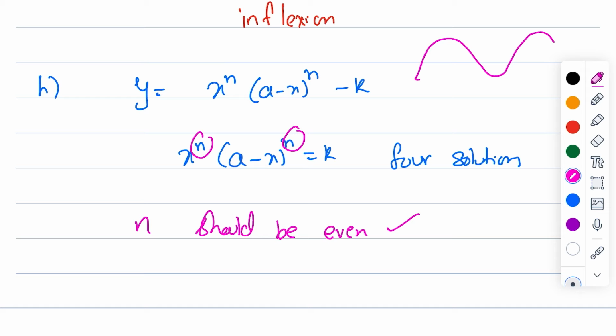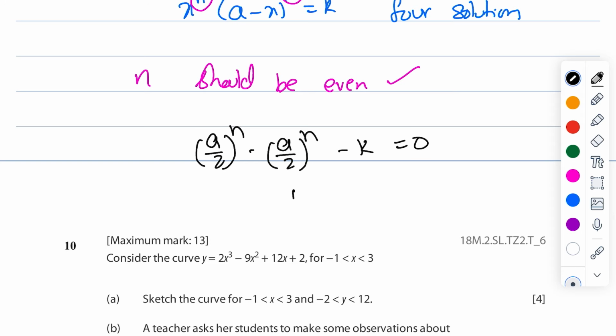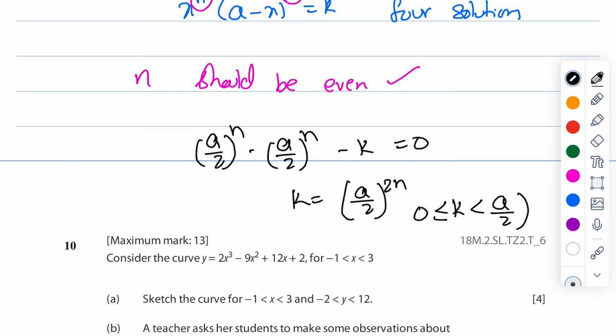And apart from that, if x is a upon 2, I write over here a upon 2, so I get a upon 2 whole power n times a upon 2 whole power n minus k. So k value should equal 0. So k value should be a upon 2 whole power 2n. So k value should be always from a positive number to a maximum of a upon 2 whole power 2n. Those are the values for k.